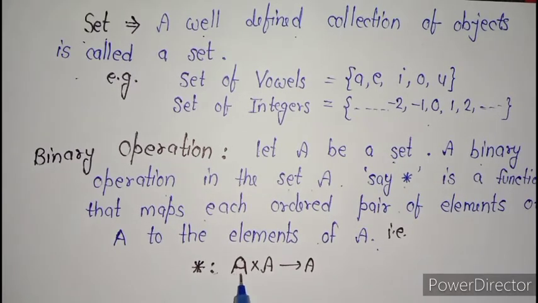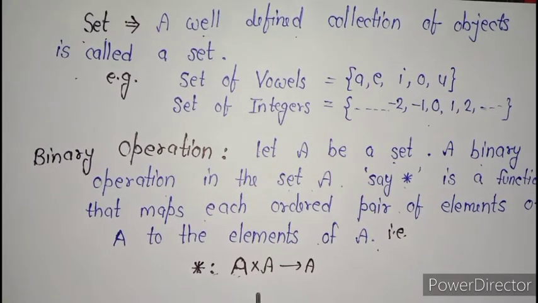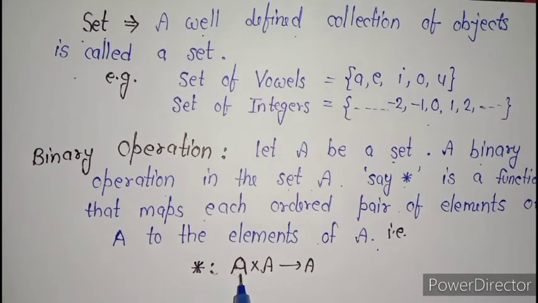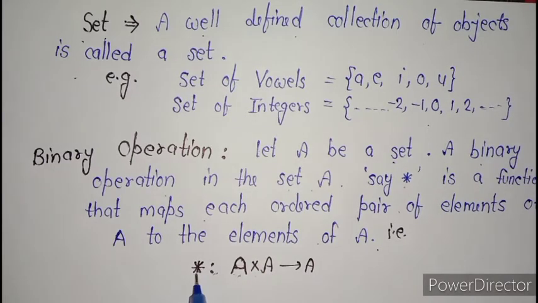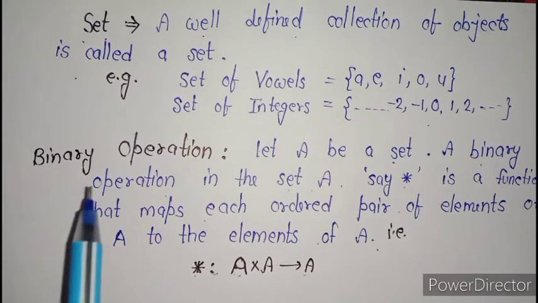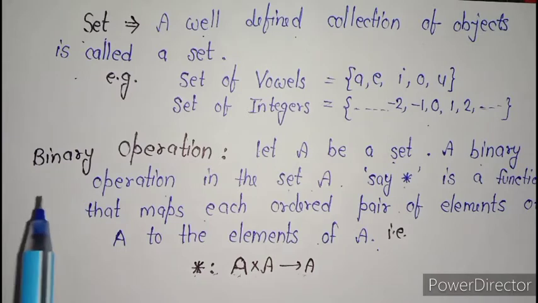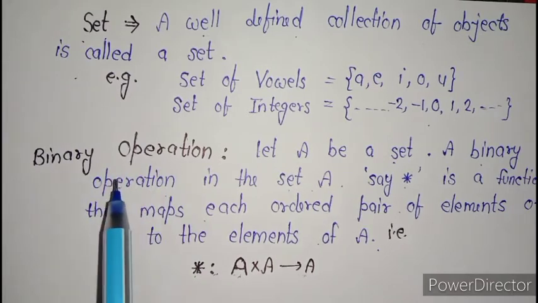Suppose you are taking an element of A cross A, then whichever element you take from here will be an ordered pair, since this is the cross product of two sets. So if you take any two elements from this ordered pair and apply this operation over those elements, then you will get an element of A again. If this kind of operation is getting, then you can call that operation a binary operation.